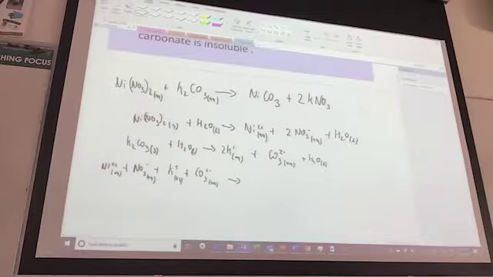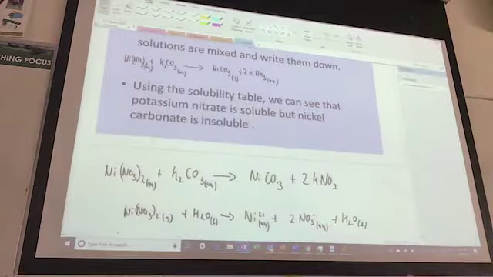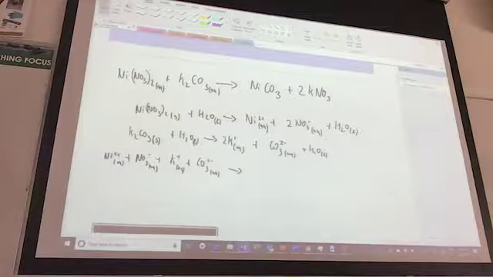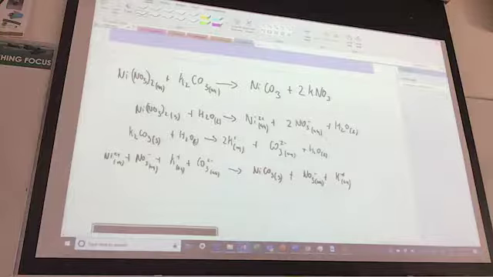And we end up with, now nickel carbonate is the solid that precipitates out, so we end up with nickel carbonate as a solid, and that means we still have nitrate ions and we still have potassium ions. Okay, everyone happy with that? So all we've done is we've taken these two equations and we've combined them together to form an overall equation here.